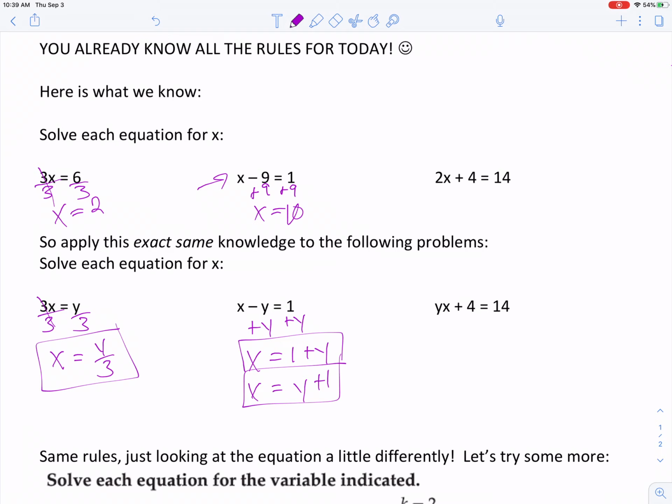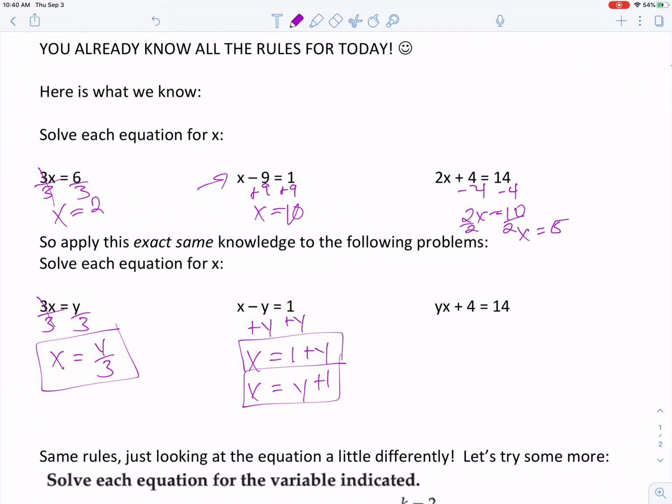All right, up above, looks like we get a two-step equation. I'm going to subtract 4 and get 2x equals 10, and now x equals 5 if I divide by 2. Do the same thing here. Get rid of the 4 first. It's just subtraction. yx equals 10.